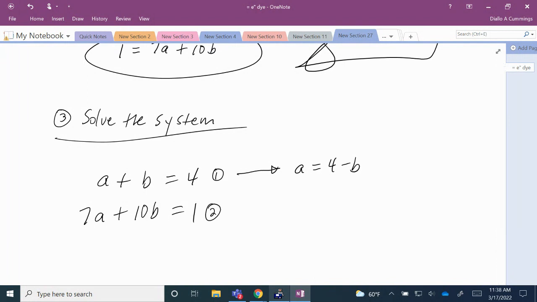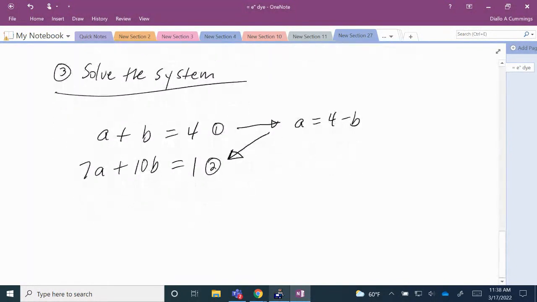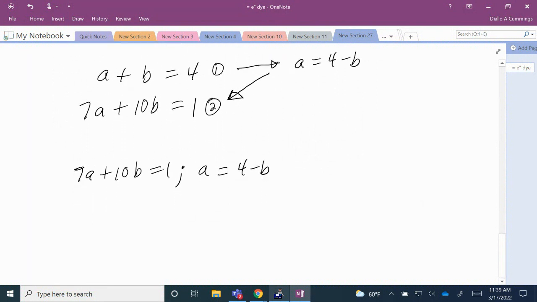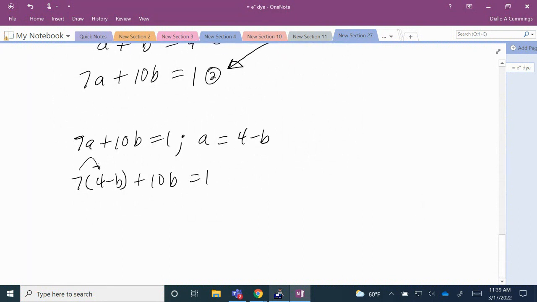And then once we solve one of the equations for one of its variables, we must then substitute the newfound variable into the other equation. Right. So I'm going to do that here. So I have 7a plus 10b is equal to 1, and I'm going to substitute in a is equal to 4 minus b. Right, so we have 7 times a, which is 4 minus b, plus 10b is equal to 1. I'm going to distribute 7. So we have 28 minus 7b plus 10b is equal to 1.